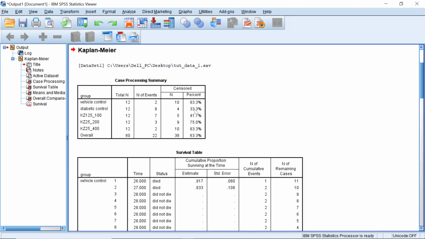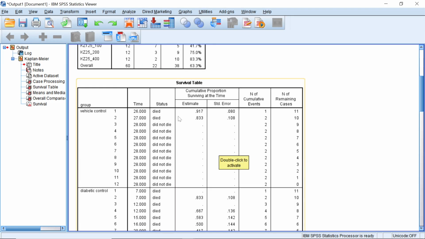Now, you have the output here. And of course, you have your normal basic information: vehicle control, total 9, the number of events that occurred. Now, what this is telling us is this is the total sample size for each group, and this is the number of events that occurred. So the vehicle control, there were 2 deaths, diabetic 8, this 7, and so forth. Total number 60 in the study, total number that had the event is 22.